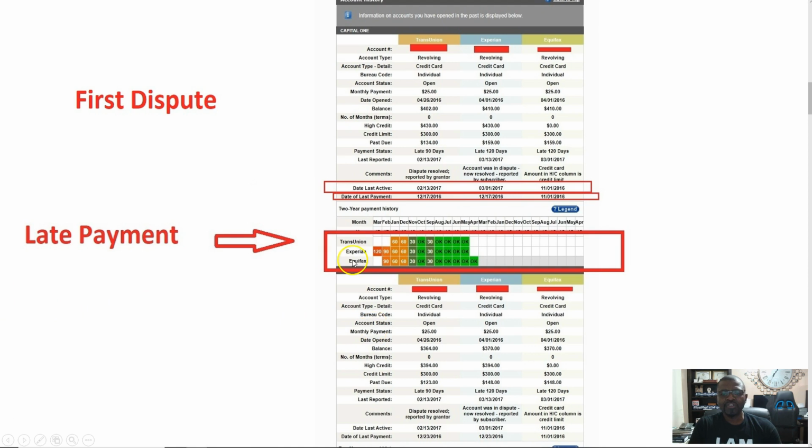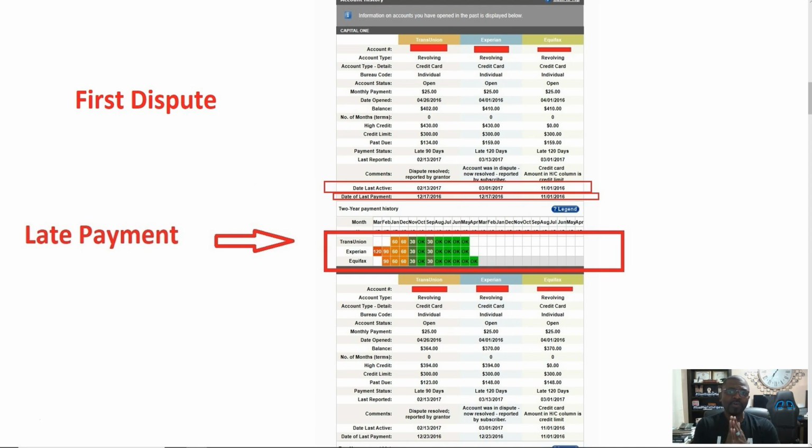As you can see right here, we're looking at the late payment section. You have TransUnion, 60 days, 60 days, 30, okay, 30, okay. You have Experian 120, 90, 90, 60, 60, 30, okay. Then you have Equifax 90, 60, 60. So I want to ask you a question: can you tell me what is wrong with this late payment history? You can type below in the comment section of this video.